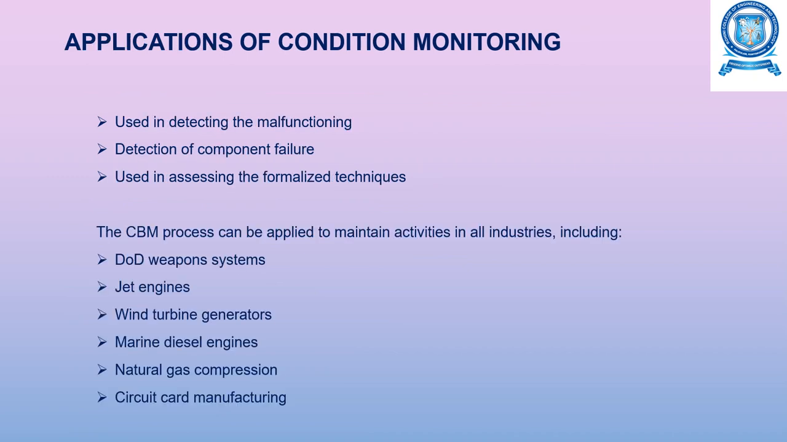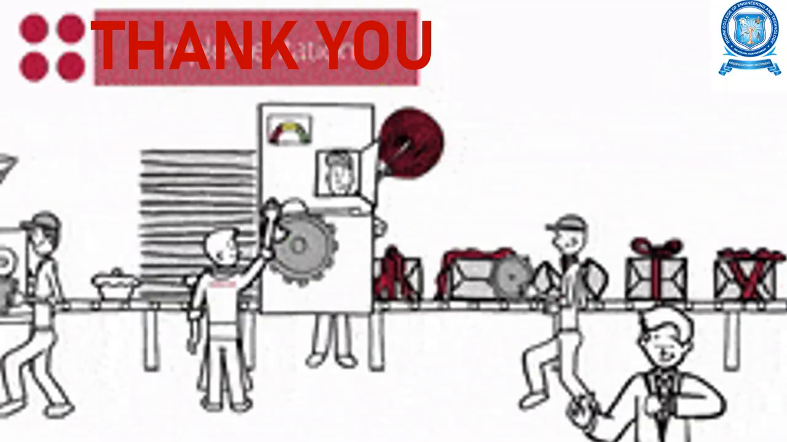Applications of condition monitoring are normally in detecting malfunctions, detecting component failure, and assessing formalized techniques. This condition-based monitoring process can be applied to maintenance activities in all industries, including weapon systems, jet engines, wind turbine generators, marine diesel engines, natural gas compression, circuit card manufacturing, etc.